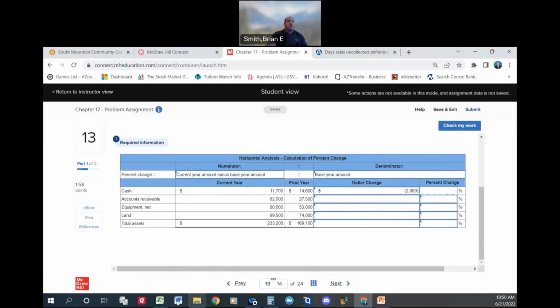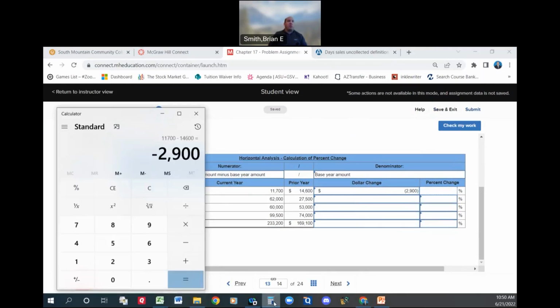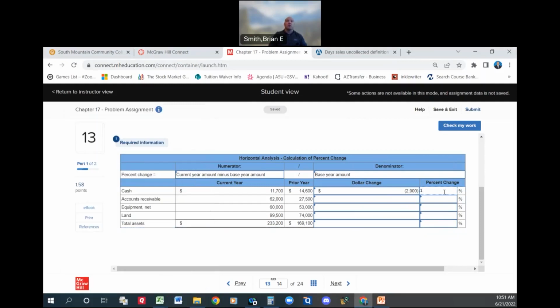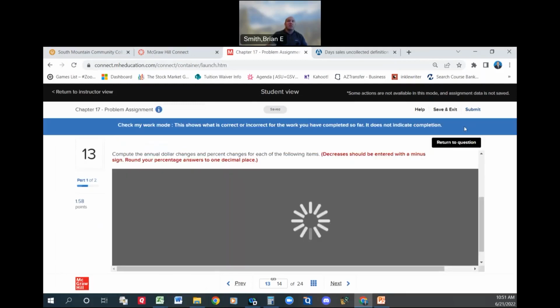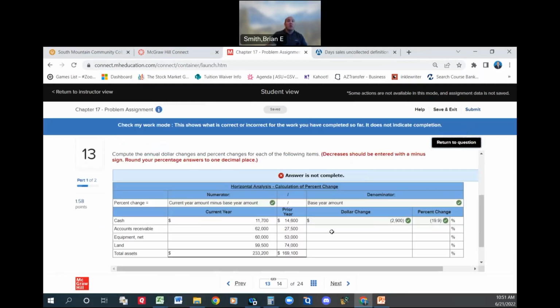For percent change, we're going to take that result and divide it by the prior year or the base year, which is 14,600. So we had a decline of approximately 19.86%. Let's check our work and see if it took it. All right, looks good. This is how you're going to do all of them, and I'm not going to do all the rest of them for you. It's basically the same exact thing that we did on that one.